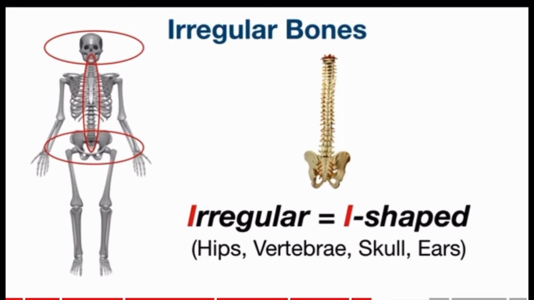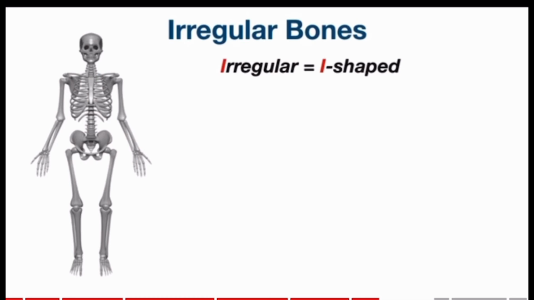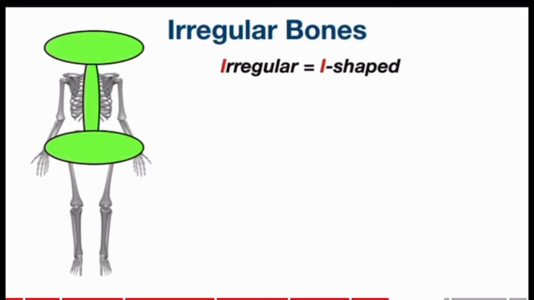Here's the cool trick. If we fill in our shapes, we get the letter I to help us remember the overall location of the irregular bones. Let's take a closer look at which bones are considered irregular bones. They're mainly found in the hips, spine, parts of the skull, and ears. Remember, collectively they form the shape of an I, which can help you remember the overall location of the irregular bones.